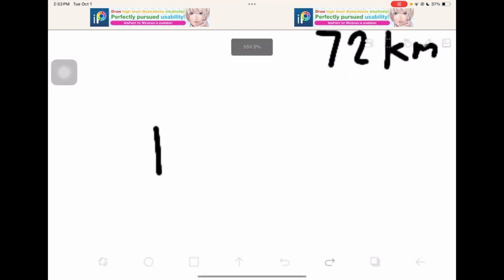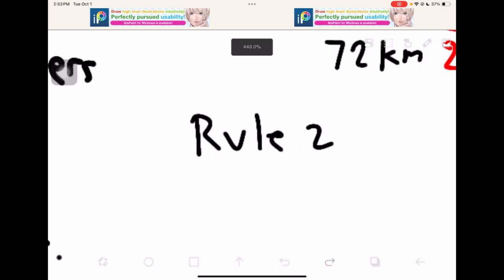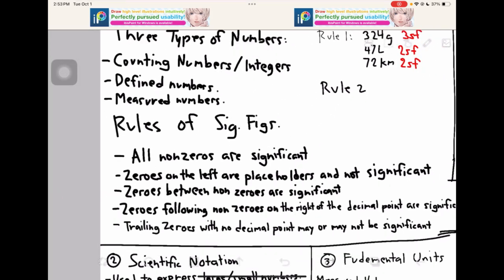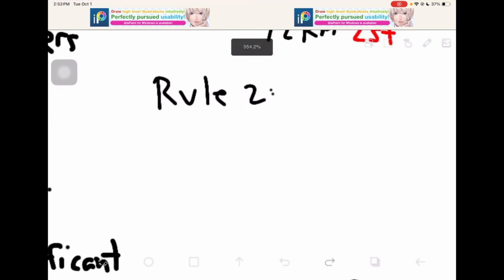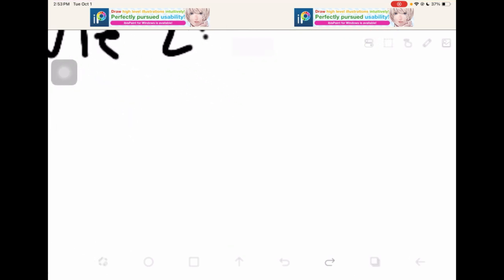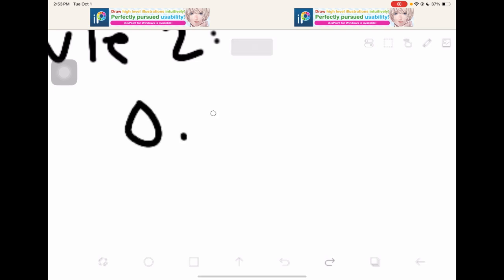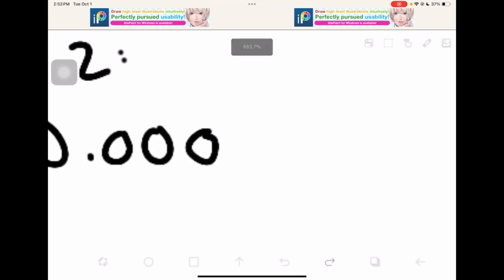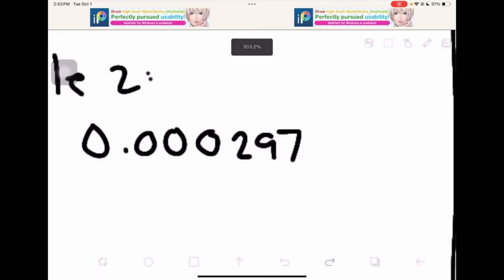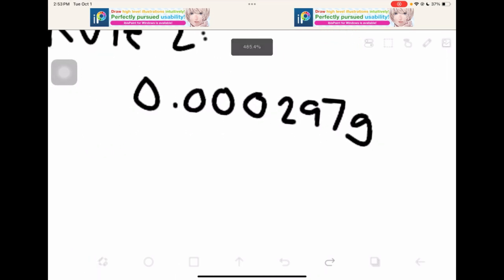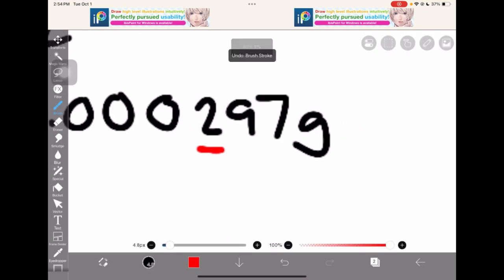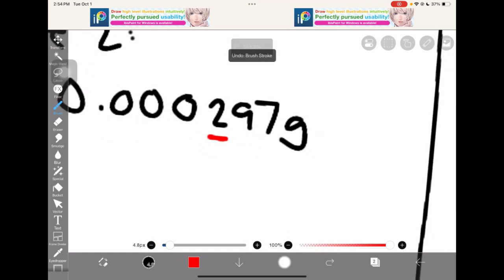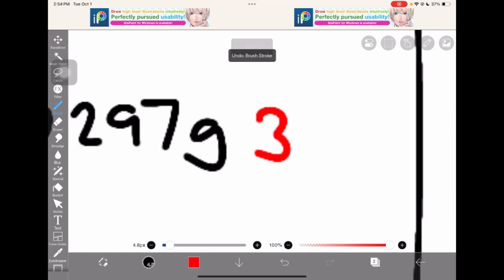Rule 2 states that zeros on the left are placeholder zeros and are not significant. What we mean by the left is the left of the first non-zero number. So these are usually only in really small numbers, such as this one. Let's say 0.297 grams. These 4 zeros are not significant, okay? So you only count starting here. 1, 2, 3. So this one has 3 SFs.